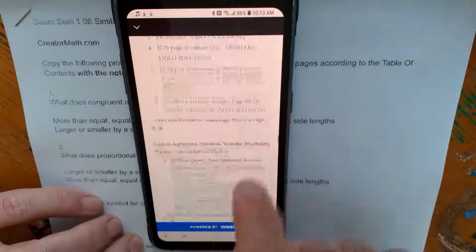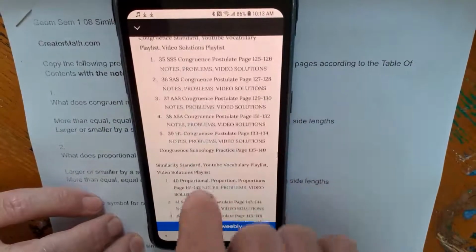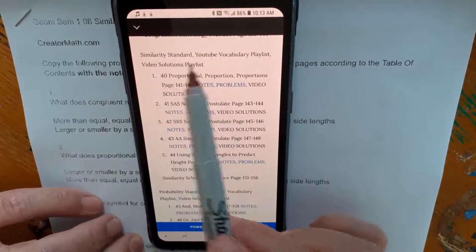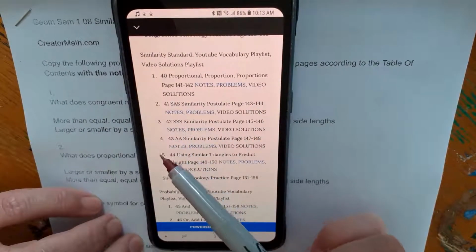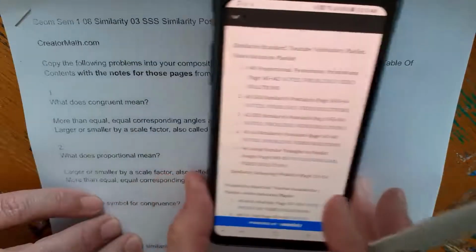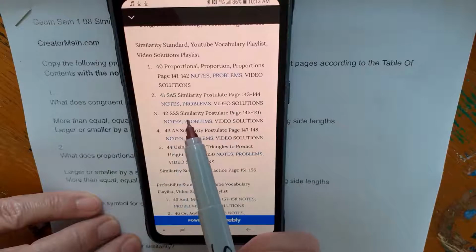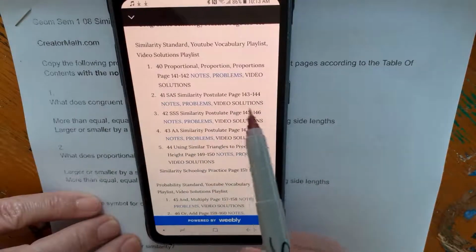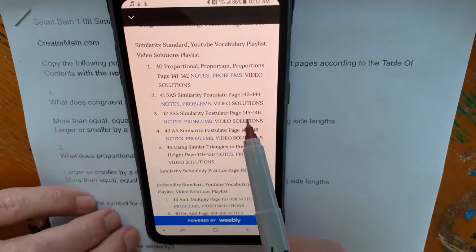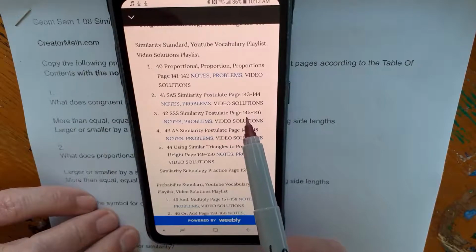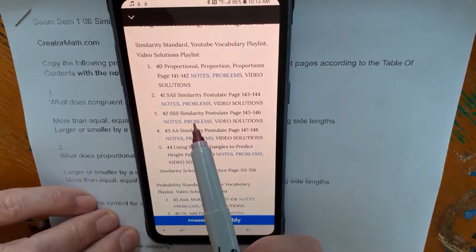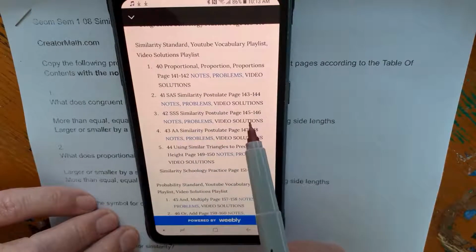So let's scroll down to the right unit. This happens to be unit number 8. So right here, we're way down here, Similarity. Notice there are 1, 2, 3, 4, 5 lessons in this unit. This is lesson number 3. So we're right here, SSS, Side, Side, Side Similarity Postulate. Here are the pages where these notes go in your comp book. Please don't take this video's word for it, but go find the original table of contents at the time you're looking at this video. These pages might have changed, all right? So here are the notes, the problem sets we're doing now, and the video solution will be linked here.